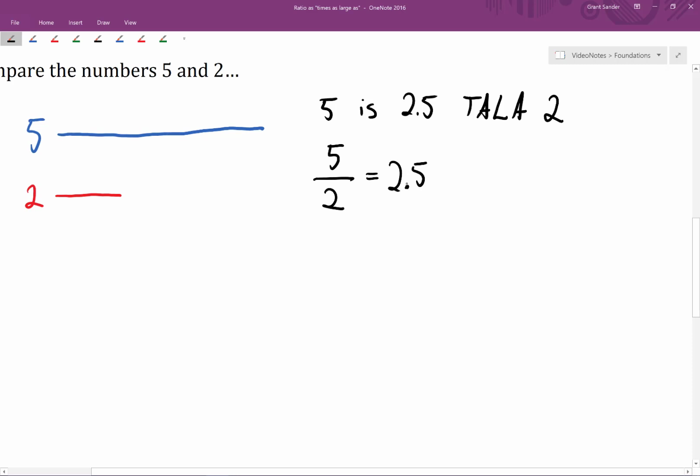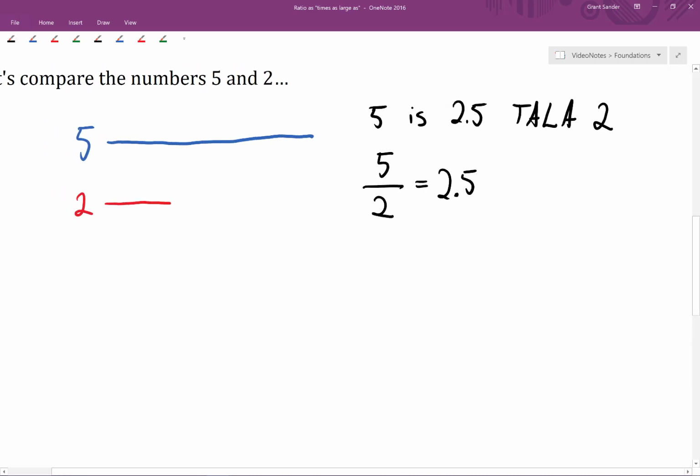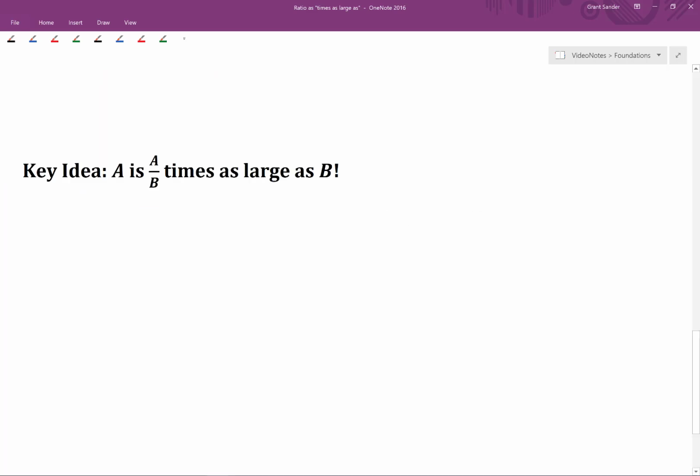Notice we have all the same numbers here. 5 was 2.5 times as large as 2, but 5 divided by 2 is also 2.5. And it turns out, anytime we try to do a similar comparison, or a times as large as comparison, the ratio of those two values, or the quotient, actually tells us the answer to that times as large as comparison. So, in general, A is A divided by B times as large as B.